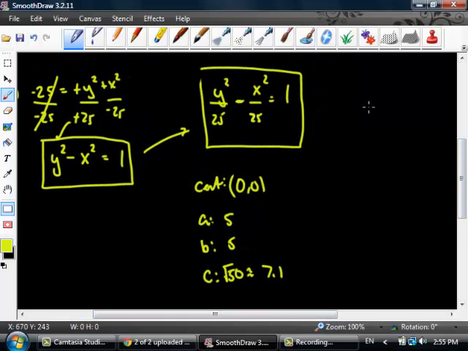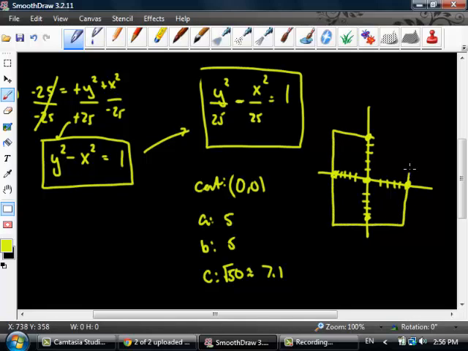Okay, so now let's go ahead and graph this thing. So we're centered at 0, 0, so I go out 1, 2, 3, 4, 5, 1, 2, 3, 4, 5, 1, 2, 3, 4, 5, 1, 2, 3, 4, 5. And I draw my vertices. And then I draw the box. I draw my asymptotes through the corners of the box.